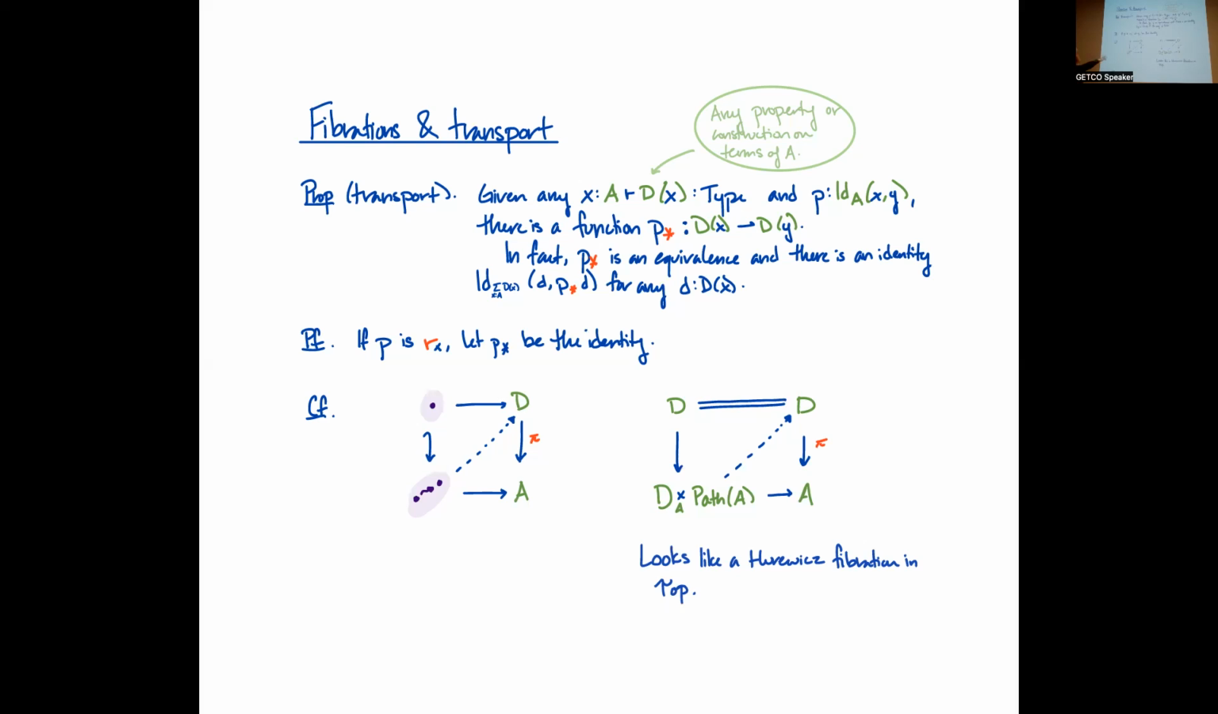Okay, but I want to compare this now. I'm going to start talking a little bit more about homotopy theories. So I want to compare this to the situation maybe in topological spaces. I want to now start arguing that dependent types, if we have something like a type D of x dependent on A, behave like a fibration. We're going to go to this example of Hurewicz fibrations.